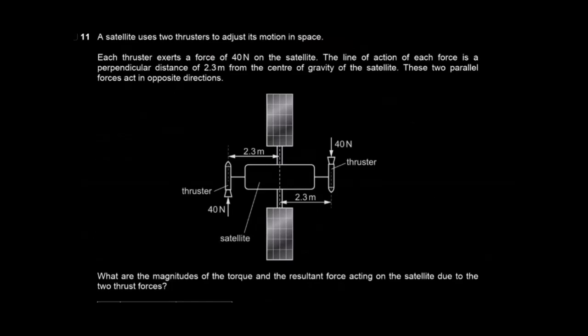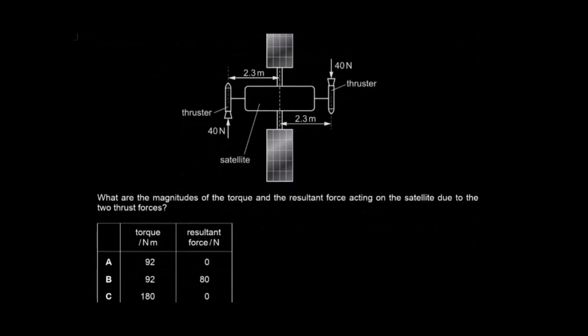A satellite uses two thrusters to adjust its motion in space. Each thruster exerts a force of 40 newtons on the satellite. The line of action of each force is a perpendicular distance of 2.3 meters from the center of gravity of the satellite. These two parallel forces act in opposite directions. What is the magnitude of the torque and the resultant force acting on the satellite due to the two thrust forces?